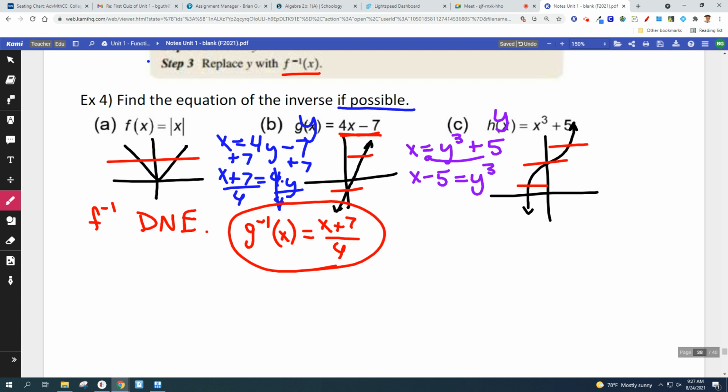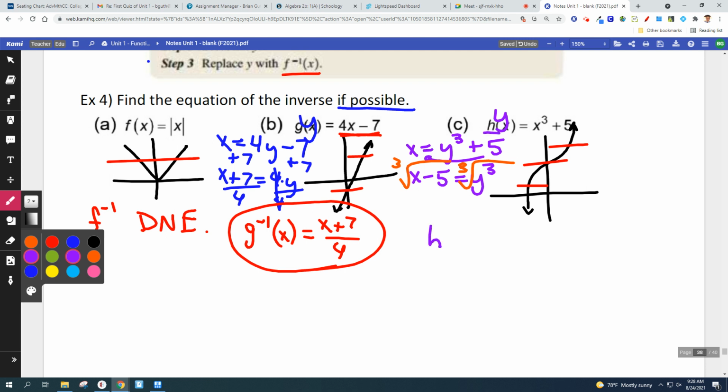Anybody know how to undo a y cubed? Cube root, very good. We're going to cube root to undo that y cubed. So cube root, or if you want to think about it as a to the 1/3 power, either way, but we're trying to isolate y, and we've now got it. Last step, just put it in your function notation. Notice this was an h, not an f, so we'd say h inverse of x equals the cube root of x minus 5.